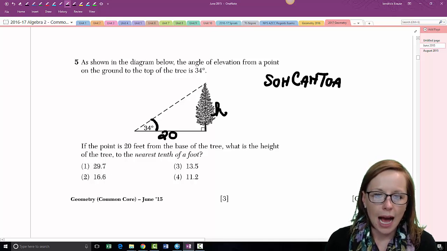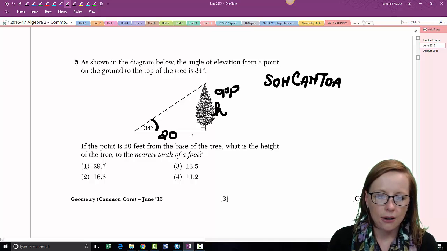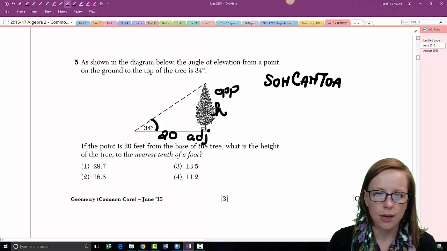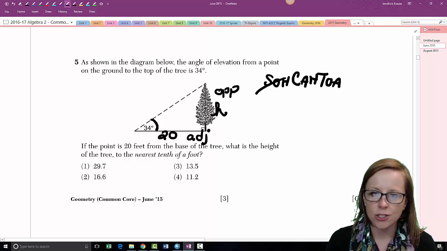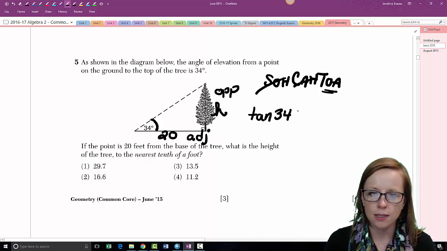I know the opposite side. This is the opposite side. I want to know the opposite side. And I know the adjacent side. Okay? So O and H, it's not sine. A and H, it's not cosine. Opposite and adjacent, that's tangent. So tangent of 34 degrees is equal to the height of the tree over 20.